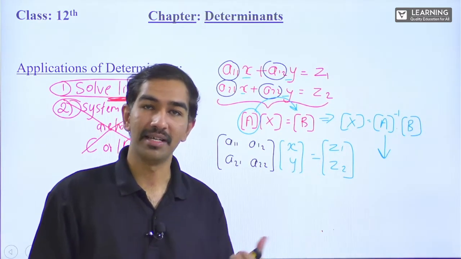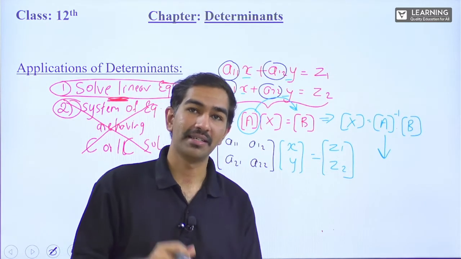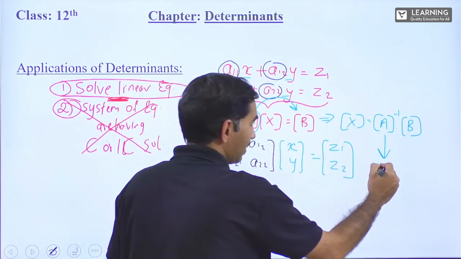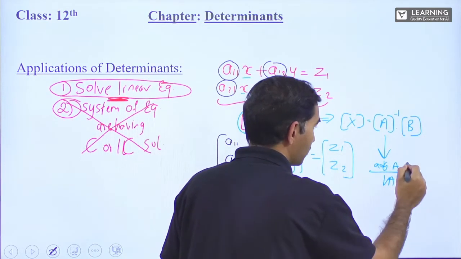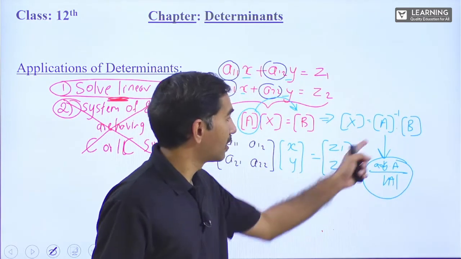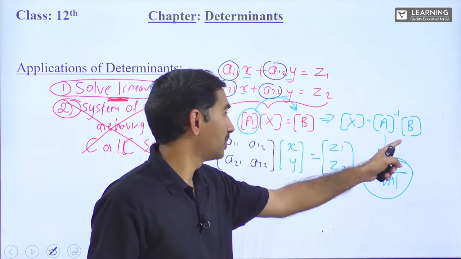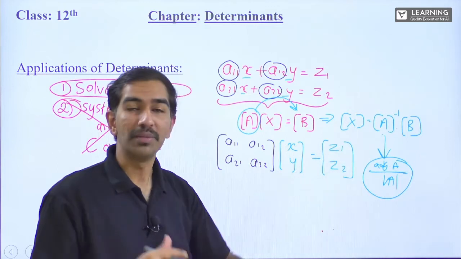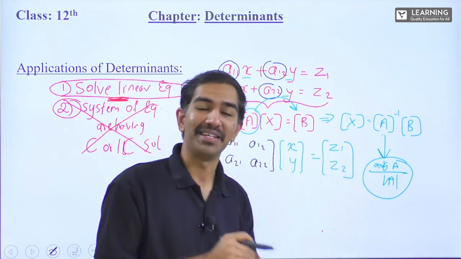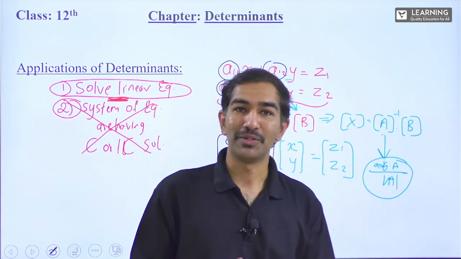Where did we learn this? Chapter 4, determinants. So what is the formula here? Adjoint of A divided by determinant of A. So this will be one matrix, and there is already another matrix there, that is matrix B. Multiply these both, and you will get the X and Y values, which means we have solved the given linear equations. So understood? So these are the applications.